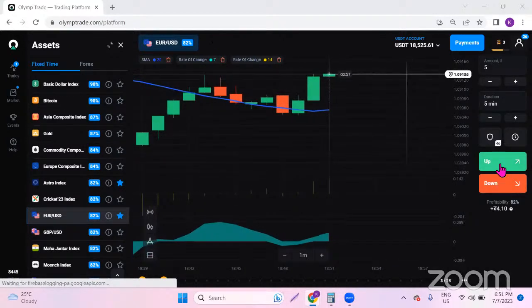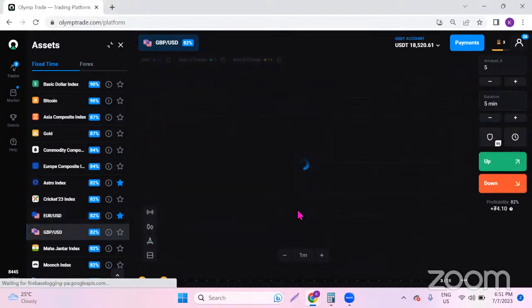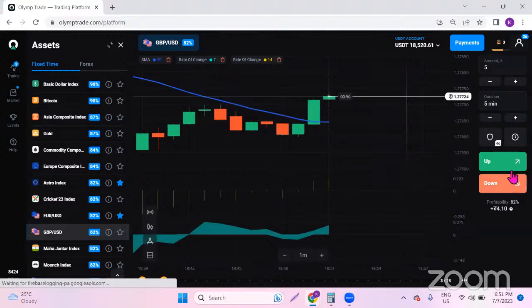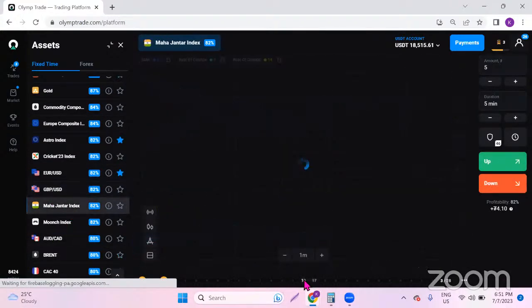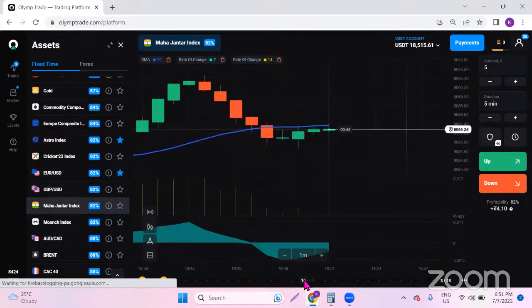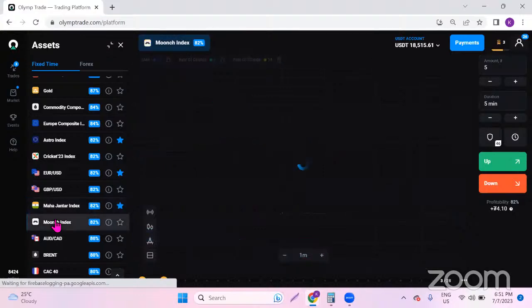All right, so it's an upward trend. Let's make an upward trade and see how that goes. Here also we have an upward trend. Let's make a trade here. This might give us a signal maybe in the next 2 candles.